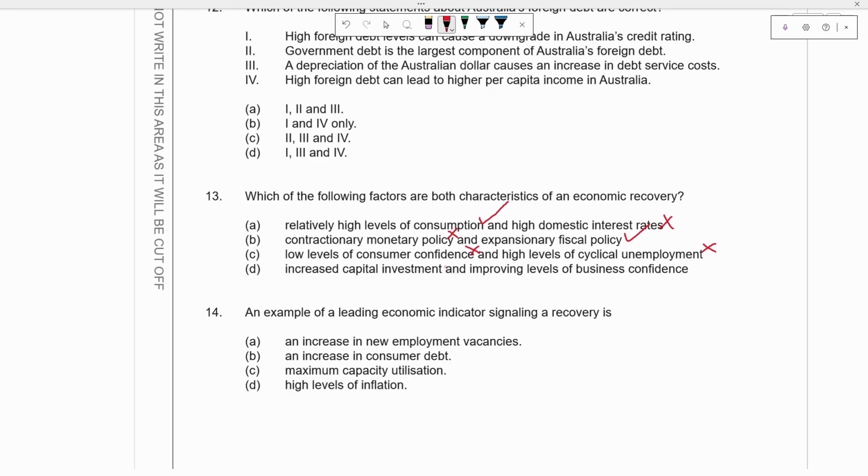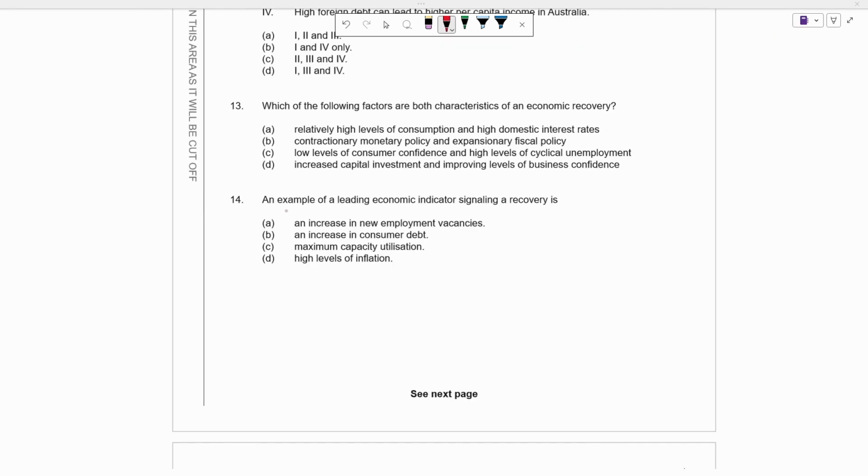D, increased capital investment and improving levels of business confidence. Both of these are correct, as during a recovery, business confidence would start rising, and therefore firms will increase their capital investment. An example of a leading economic indicator signaling a recovery is A, an increase in new employment vacancies. This one is correct, as this is a leading indicator, and if the level of new employment vacancies increases, this means firms are demanding more labor and thus signaling a recovery or expansion.